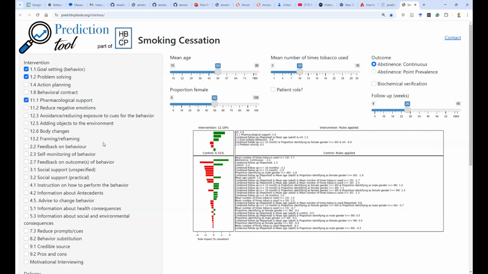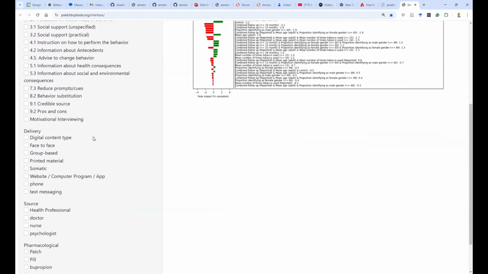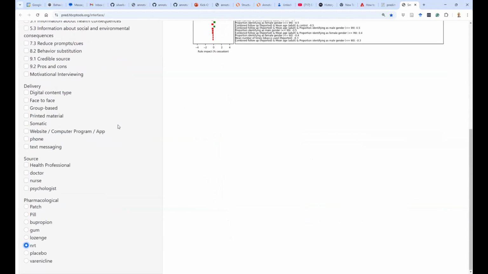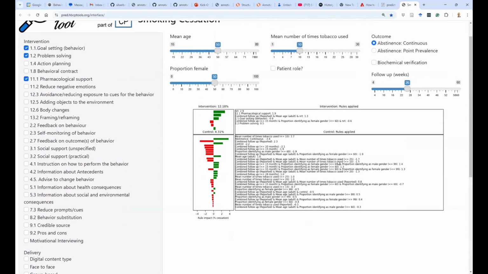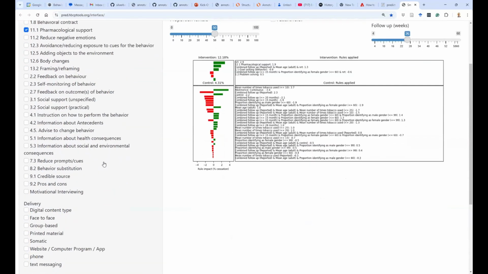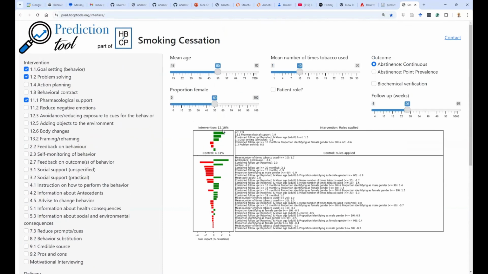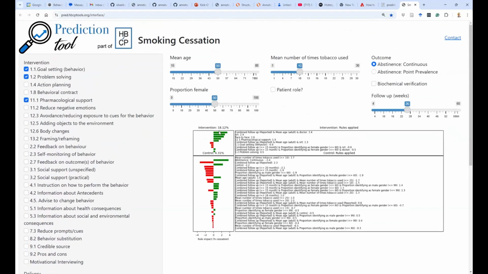Now, what I haven't put in here is who's delivering the intervention. So with the ontology, we can say, okay, what kind of source is there? Let's say that the source was a doctor, and let's see what difference that makes. We can see that it makes a bit of difference. It's just updated. It's now 15.3%. Let's also say, because we didn't know anything about how it was delivered, that it's being delivered face-to-face, and see what difference that makes. That increases it further to about 18%.